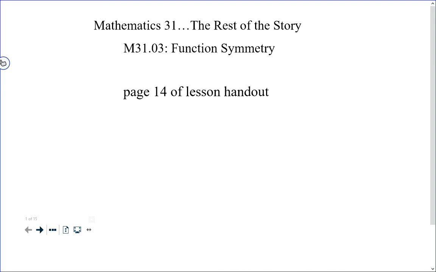We're going to move on today and look at lesson 31.03, which deals with what we call function symmetry, and this can be found on page 14 of your lesson handout.